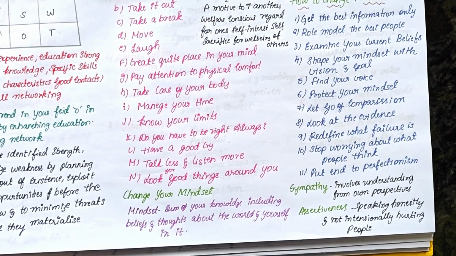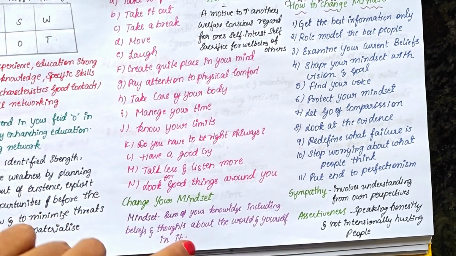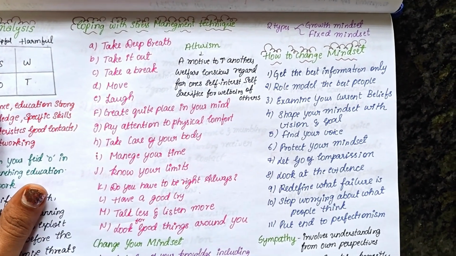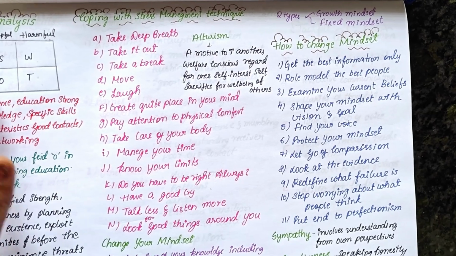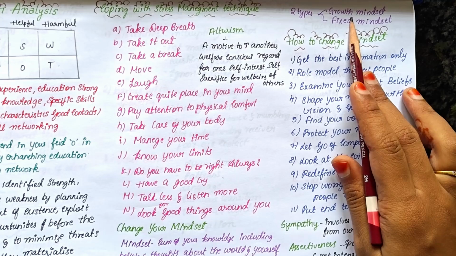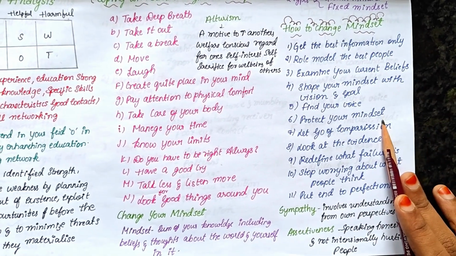So, what is a mindset? Mindset is the sum of knowledge including beliefs and thoughts about the world and yourself in it. There are two types: growth mindset and fixed mindset. A fixed mindset cannot be changed; a growth mindset can be updated. So, how to change a mindset? There are certain ways to change a mindset.